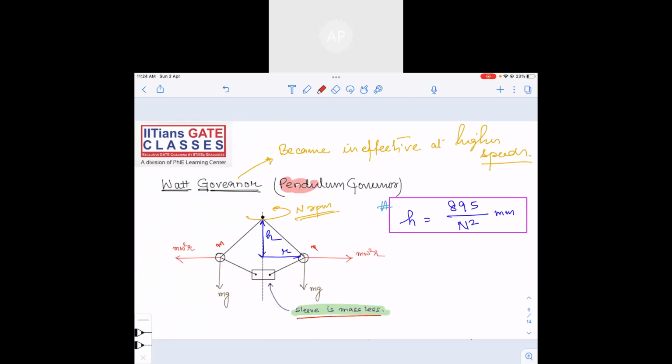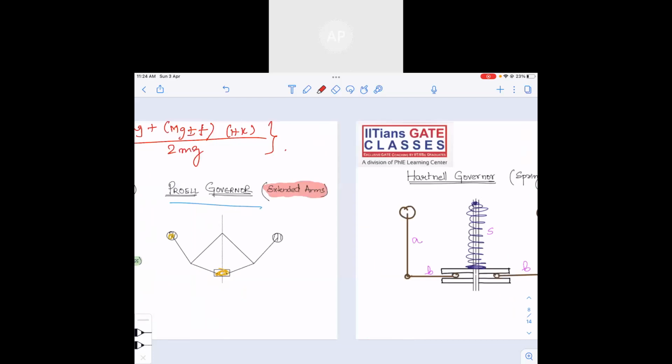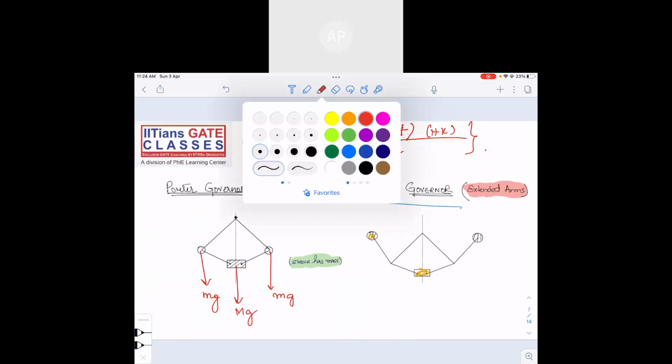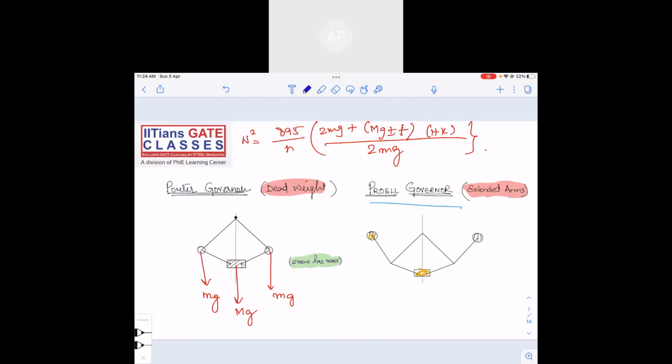Pendulum governor, which one is the pendulum governor? Watt governor. Equation of the Watt governor, right? Mass is sleeveless. These are some of the important points that you need to remember, right? So you can see the arms were extended, and it helped in improving the function of a governor. The arms were extended. The flywheel was moved up.